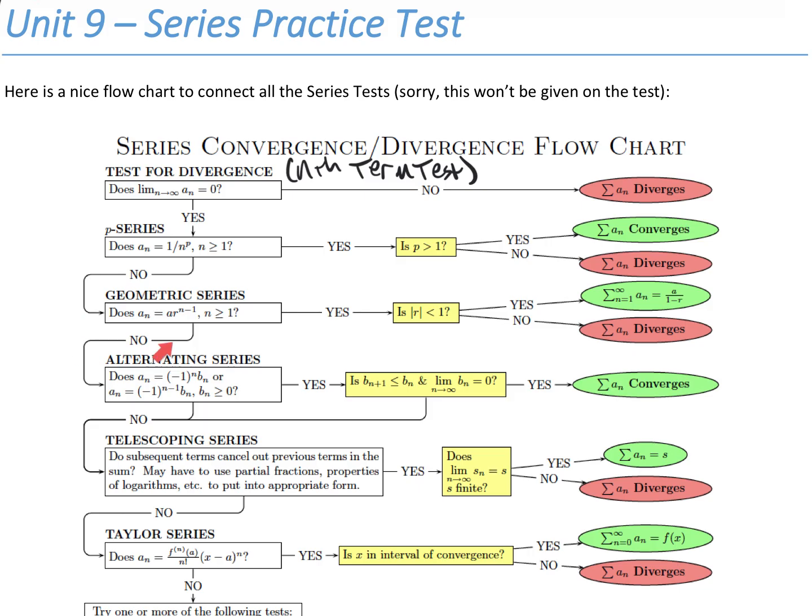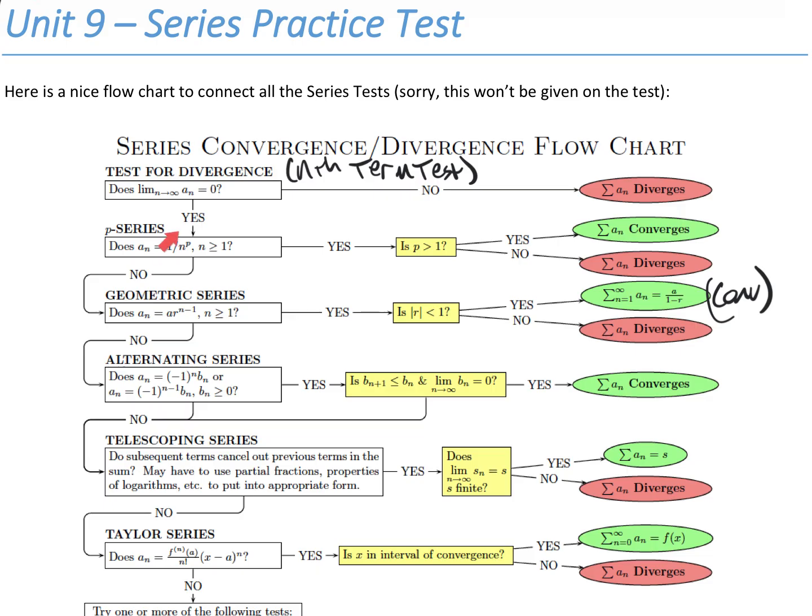Okay, if it's not in that form, is it in the geometric series form? That's a times r to the n minus 1, or a times r to the n. It all depends on the index of the summation. If the absolute value of r is less than 1, then it does converge, and we know what it converges to: a over 1 minus r. If it's not less than 1, well, it diverges.